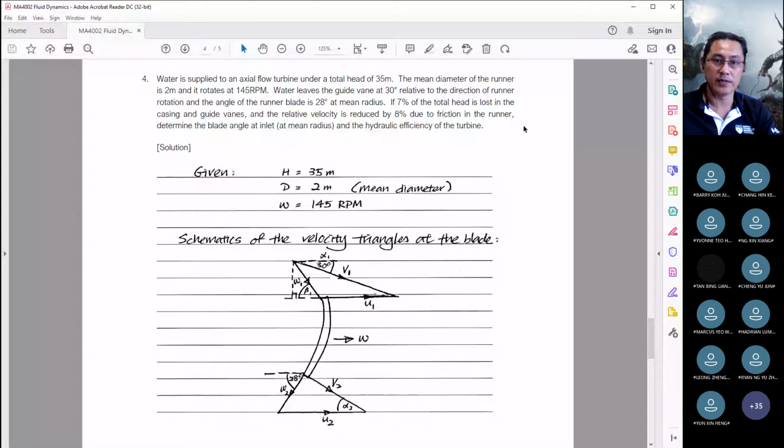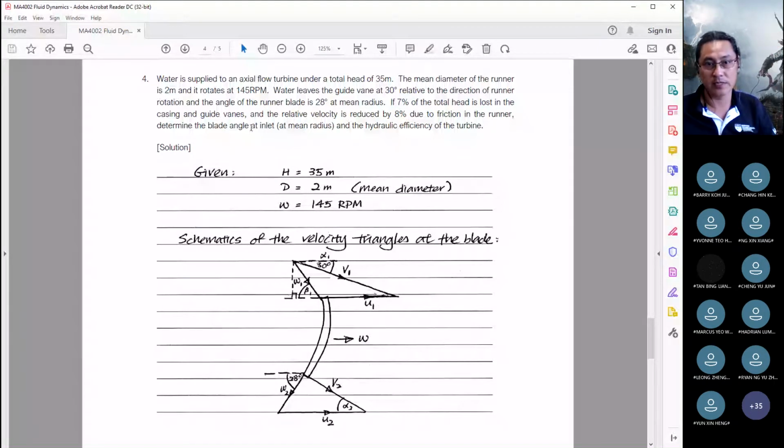Determine the blade angle at the inlet. We can assume that we take it at the mean radius location. Why is this assumption necessary? Because the blade angle will actually vary from the root of the blade to the tip of the blade. It's very rare, for efficient energy extraction, that the blade angle remains constant.